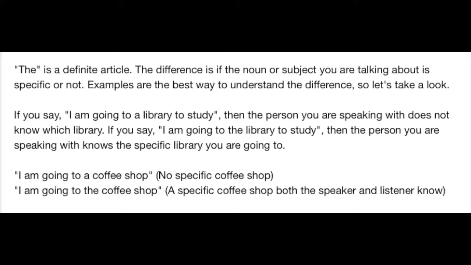If you say, I am going to a library to study, then the person you are speaking with does not know which library. If you say, I am going to the library to study, then the person you are speaking with knows the specific library you are going to. I am going to a coffee shop: no specific coffee shop. I am going to the coffee shop: a specific coffee shop both the speaker and listener know.